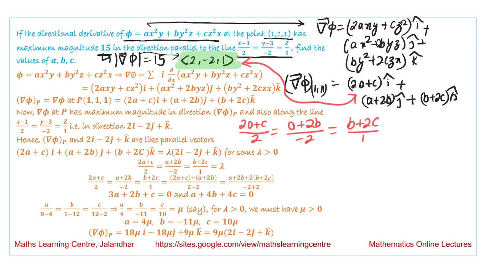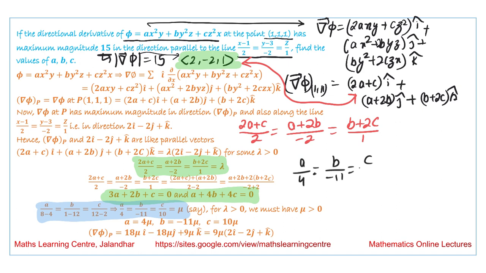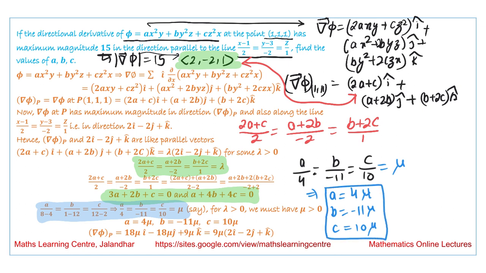Now we have obtained these equations, and if we simplify these values, we obtain two equations in A, B and C. So these are two equations in three unknowns, and when we solve these two equations, with the calculations shown over here, you will obtain the relation between A, B and C. Suppose we get A by 4 is equal to B by minus 11 is equal to C by 10, and if we equate it to mu, we obtain A is equal to 4 mu, B is equal to minus 11 mu, and C is equal to 10 mu. So these are the values of A, B and C that we obtain.